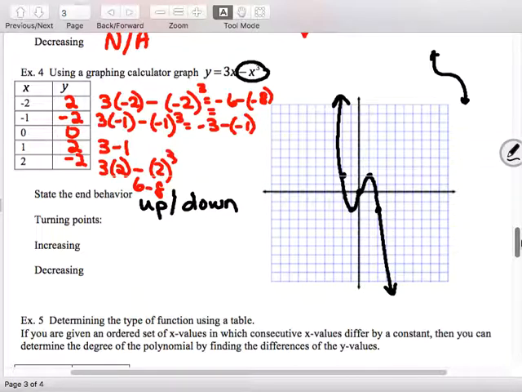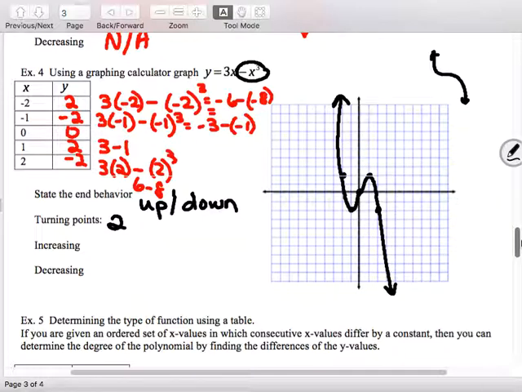All right, turning points is how many hills or valleys do I have? Do you see I have a valley and a hill? That's 2 turning points. All right, now this part, students always struggle with this, about the increasing and decreasing. We use x values, okay? We use x values to describe the increasing and decreasing.